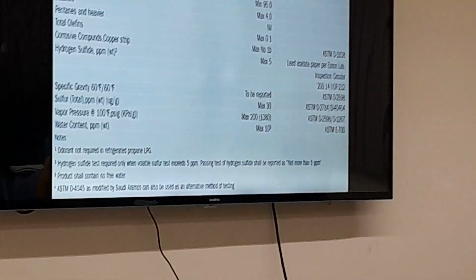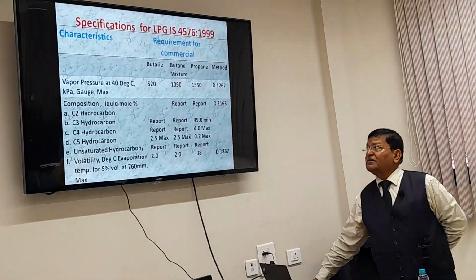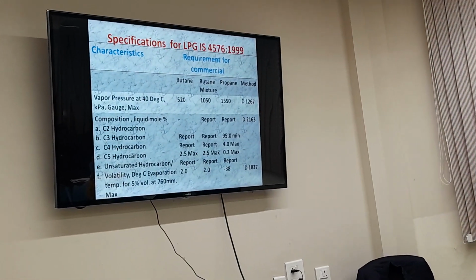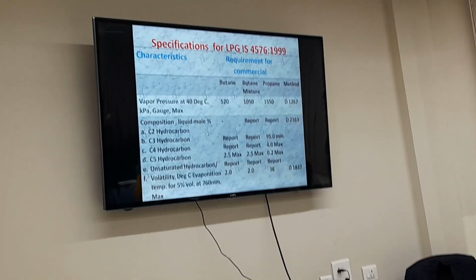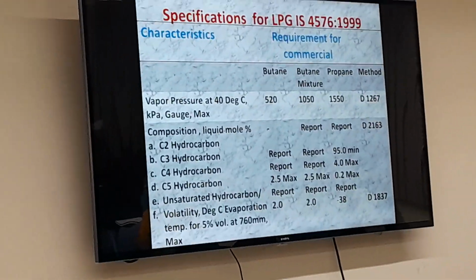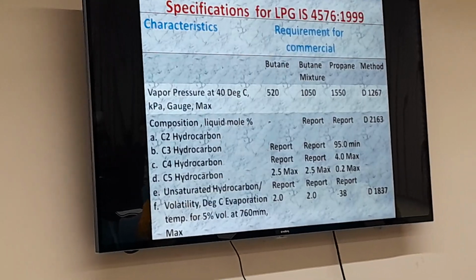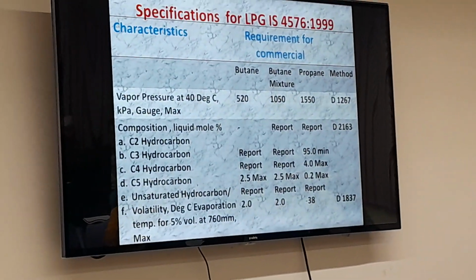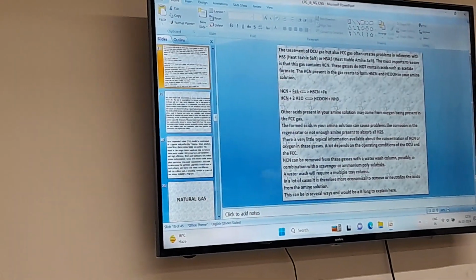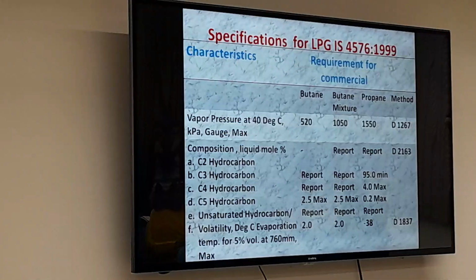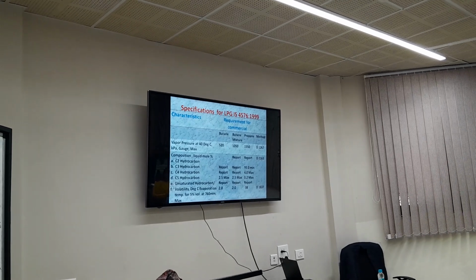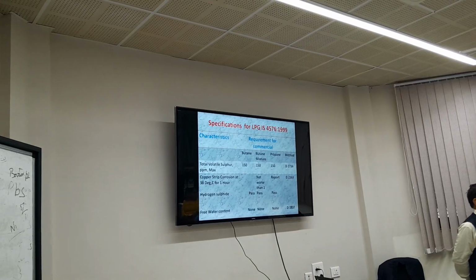This LPG, I will show you the specification. This is the specification of LPG. This is IS 4576 1999. IS means Indian Standard. 1999 IS is butane dominated, or 50-50 butane value. So accordingly, for propane, minimum 95%, maybe 96. That is minimum, but the maximum limit of C4 is 4.